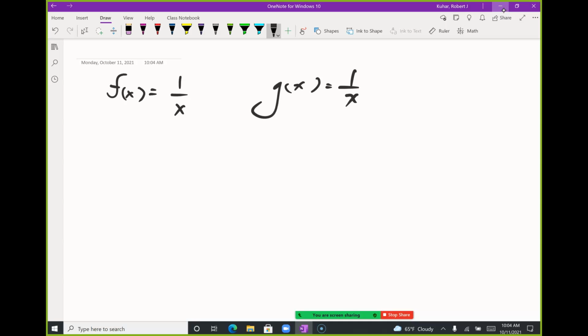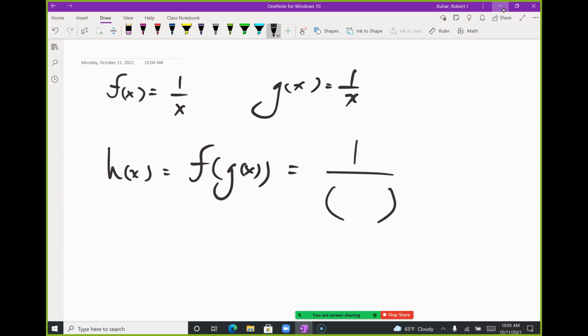Let's do h composed of g. Sorry, f composed of g. So my outside function is 1 over x, and I'm putting in empty parens. 1 over empty parens, right? And then what am I putting in there? The inside function g of x, I'm putting in 1 over x. And this is just my keep change flip, right? And so what do I get here? I get 1 times x over 1, which is just x.